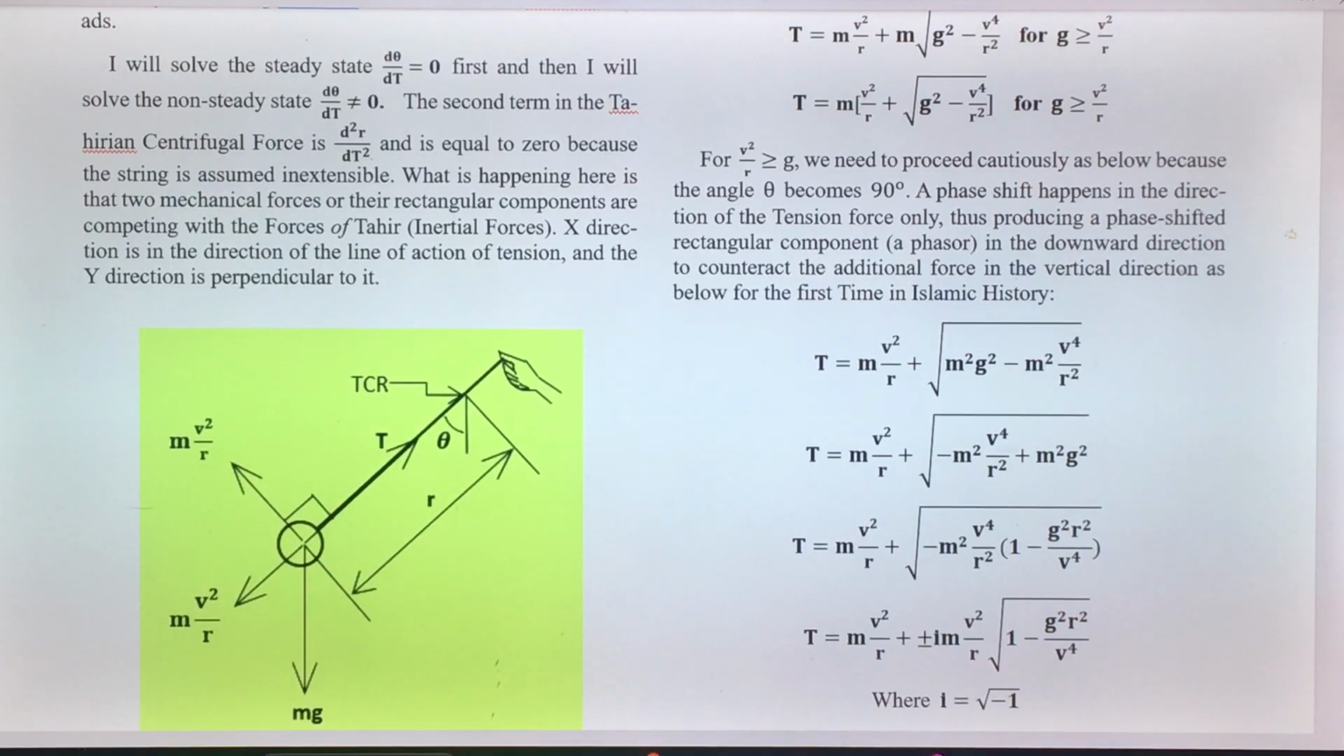The second term in the Tahirian centrifugal force is d square r over dt square and is equal to 0 because the string is assumed inextensible. It's not extending. What is happening here is that two mechanical forces or their rectangular components, tension and gravity, are competing with the forces of Tahir, inertial forces. X direction is the direction of the line of action of tension and the y direction is perpendicular to it, and the z direction is out of the paper or into the paper, or out of the screen or into the screen.